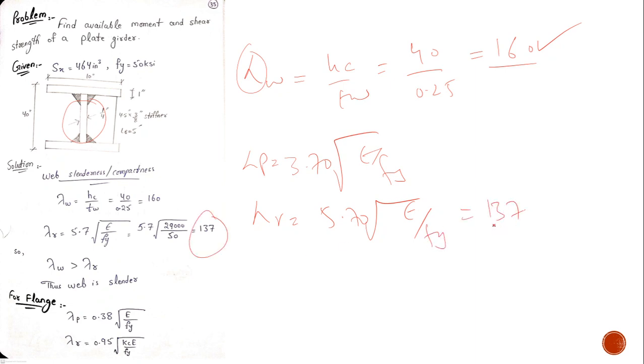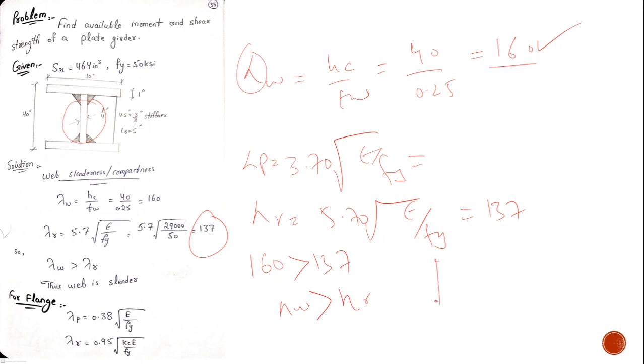So it comes out to be 137. Lambda r is 137. Obviously, because lambda p contains 3.70, it would be much lesser than 137. Our case is, our lambda w is 160. The slenderness ratio of this web is 160, so it is very much greater than 137. That is, lambda w is greater than lambda r.